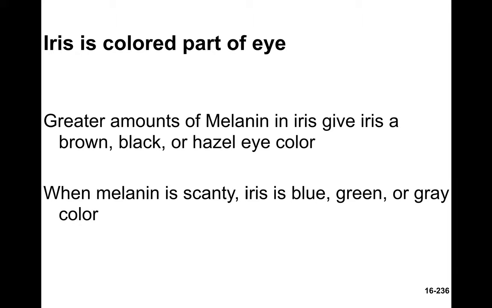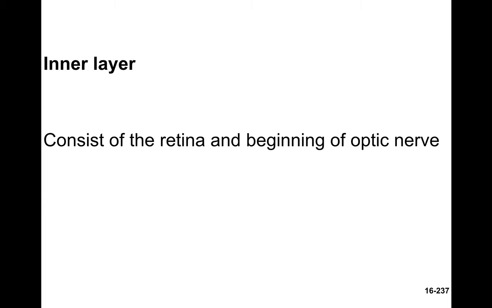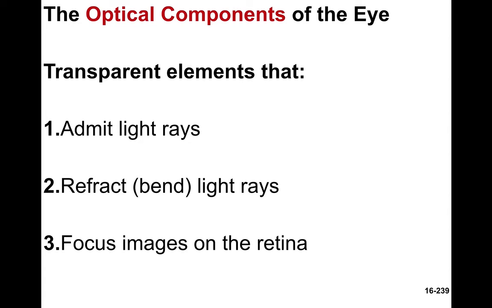So brown, black, or hazel would have a greater amount of melanin than blue, green, or gray colored eyes, where the melanin is pretty scanty. The inner layer of the eye consists of the retina and the beginning of the optic nerve.